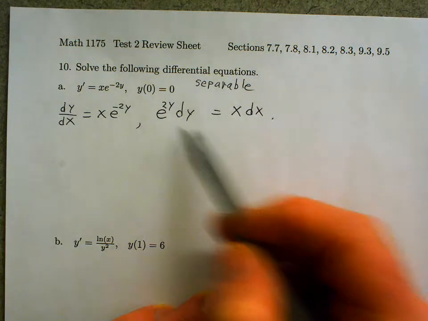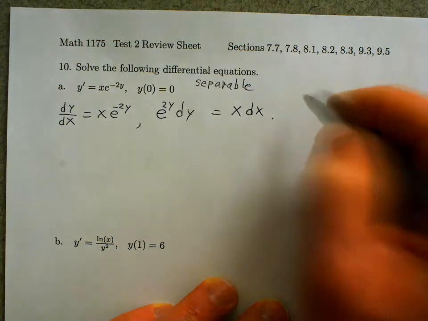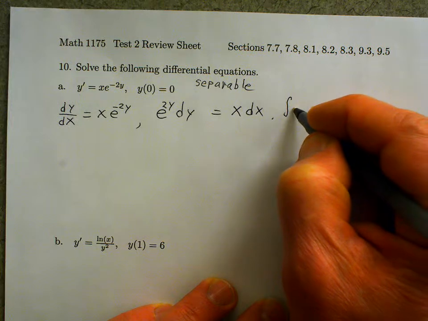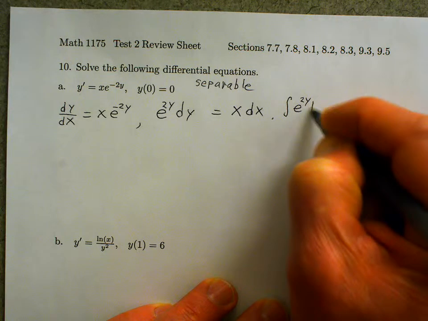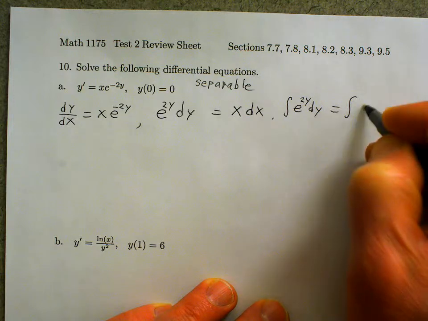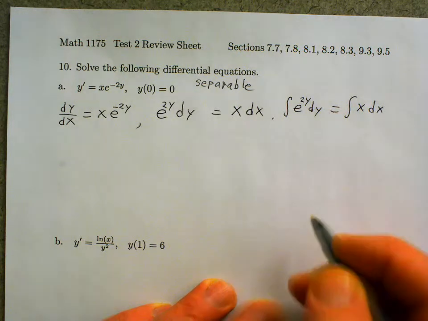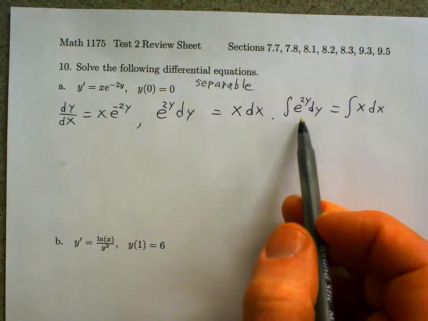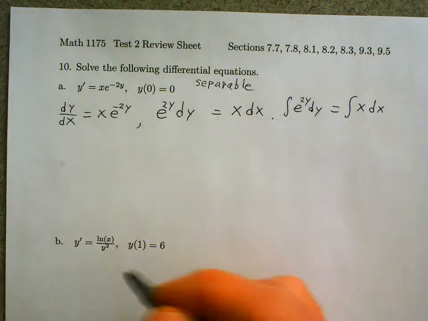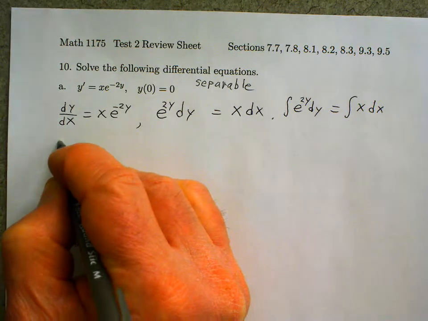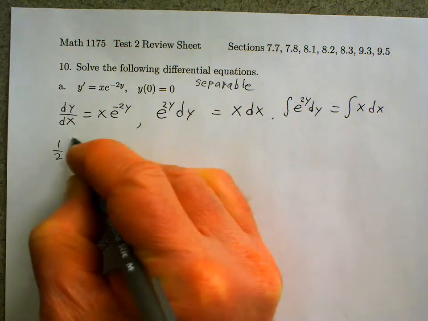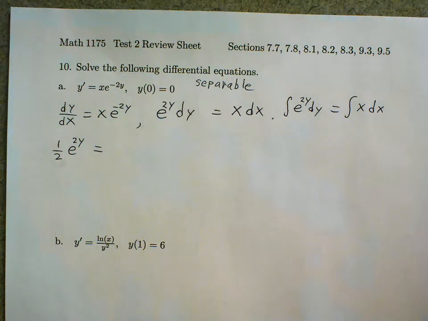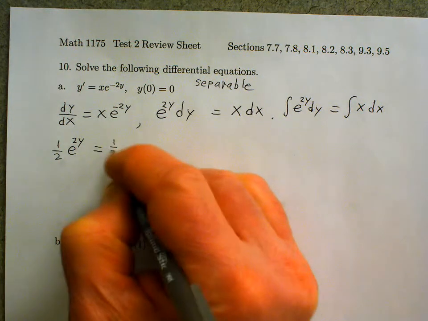Hey, it's okay to integrate directly, but I'll put in the intermediate step with the integral symbols. So the integral of e to the 2y dy equals the integral of x dx. And then in the next step, an antiderivative of e to the 2y with respect to y is 1/2 times e to the 2y. And on the right-hand side, an antiderivative of x is 1/2 x to the second.